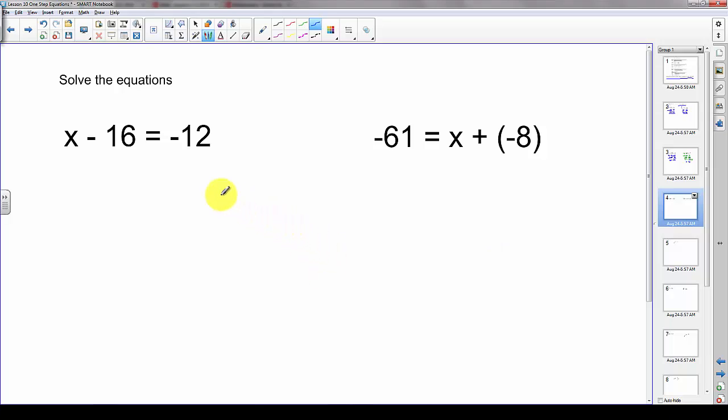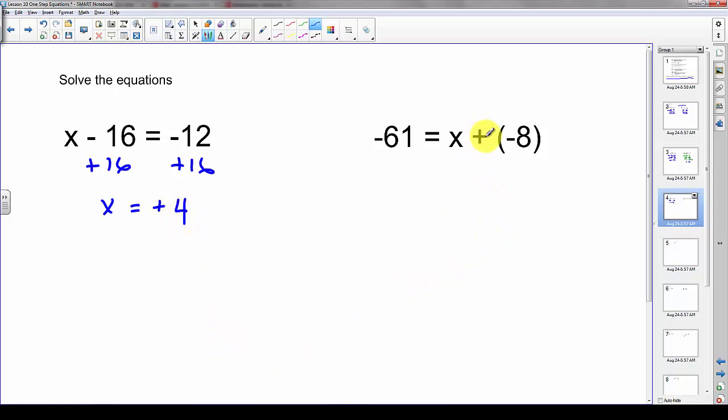In this case here, we have a subtraction of 16. I'm going to add 16 to both sides. So what I have is x equaling positive 16, negative 12 if you will. I keep the sign of the bigger number, which is 16, so that's a positive, and I subtract the two numbers, giving me a 4.